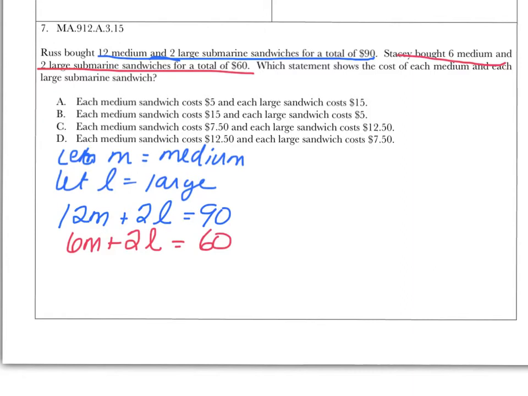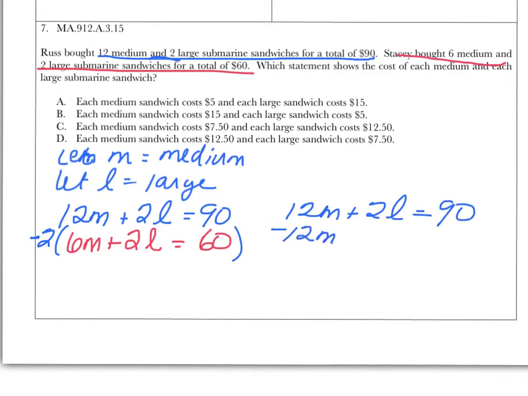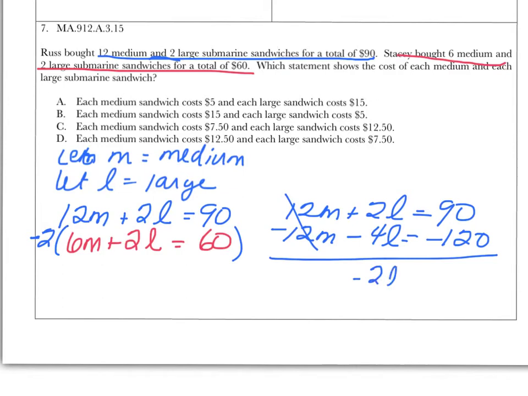All right, so then the second equation I can multiply by -2. That'll get rid of that 12M, right? So I can rewrite the first one, no changes there. And my second one would become -12M minus 4L equals -120. Now those M's cancel, and I have -2L, and over here I have -30. Divide both sides by -2, and I'm going to get the large sandwich is equal to $15. And I don't even need to go any further.